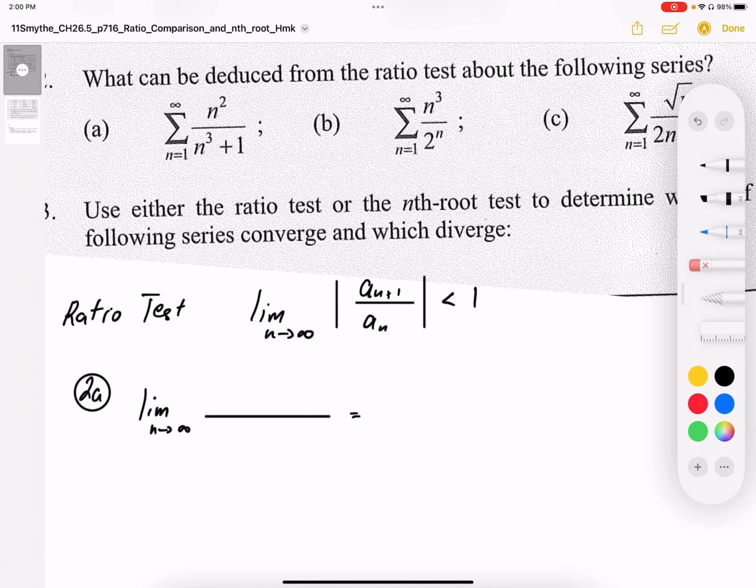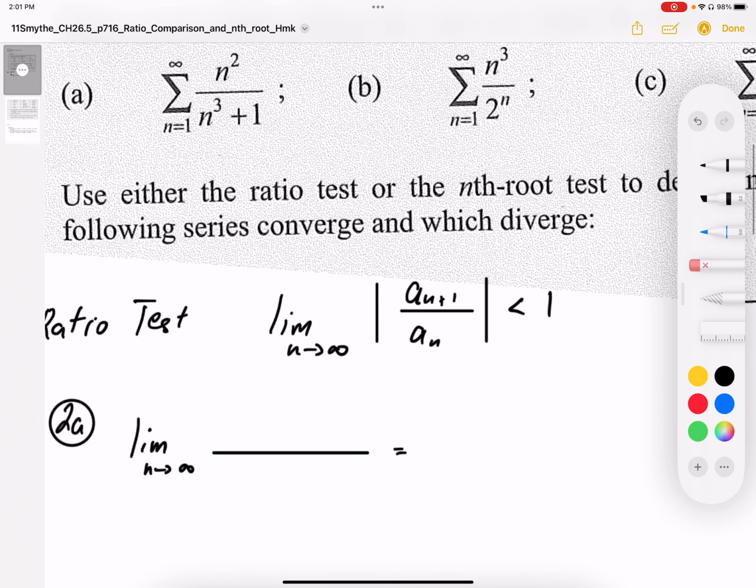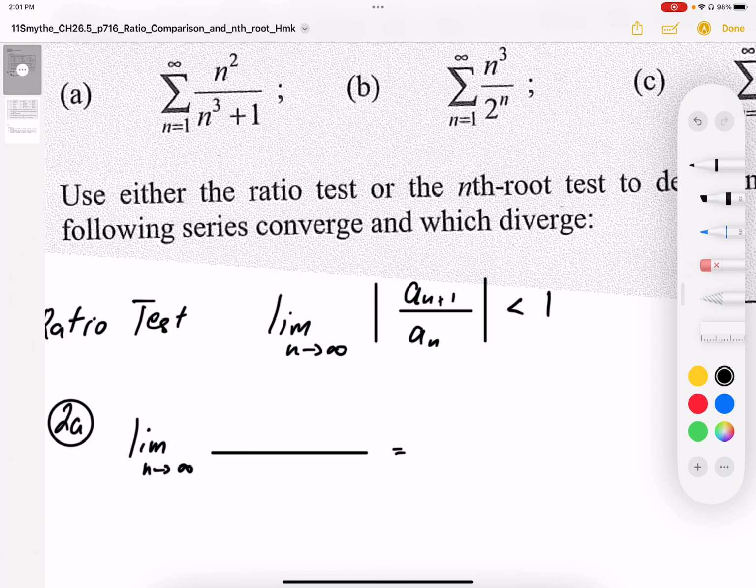We have the a_(n+1) term compared to the a_n term, and we're seeing if that limit is less than 1. So writing out the a_(n+1) term for a, we get (n plus 1) squared over (n plus 1) cubed plus 1, and that's going to be over the original n squared over n cubed plus 1. So I'm going to rearrange this.